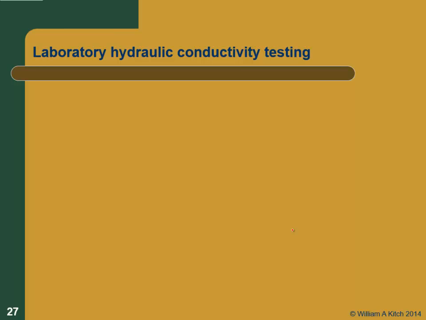Okay, so we've looked at Kozeny-Carman and talked about how we can use that to predict hydraulic conductivity of coarse-grained soils. So let's talk about how we measure hydraulic conductivity. There's two ways to measure hydraulic conductivity. One's to do it in the lab and one's to do it in the field. We're going to talk specifically about lab testing.